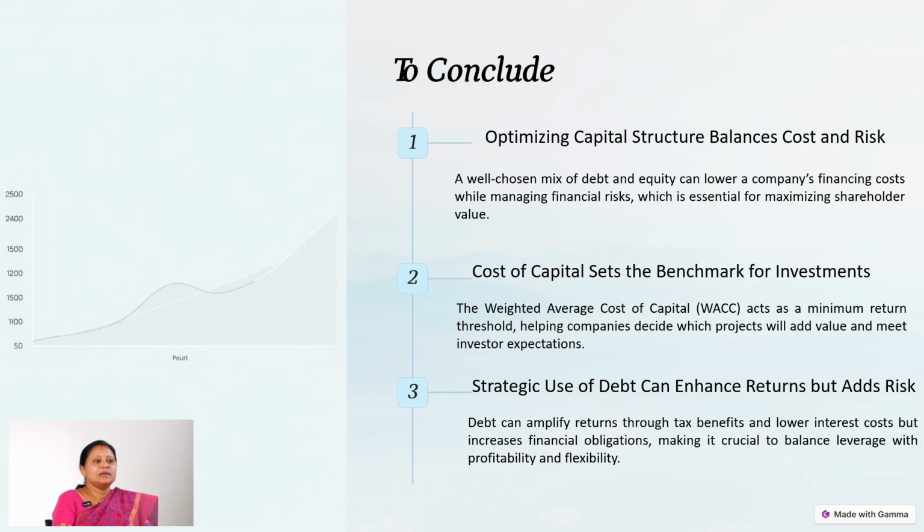For example, trading on equity using debt to boost returns can be highly effective when times are good, but it can also expose a company to significant risk during economic downturns. Therefore, it is essential for companies to assess their risk tolerance and maintain enough flexibility to manage debt obligations even under challenging conditions.